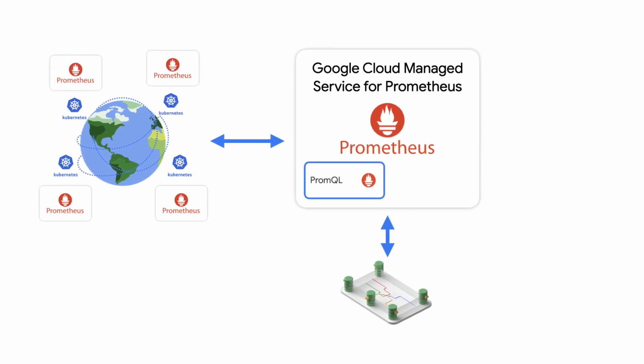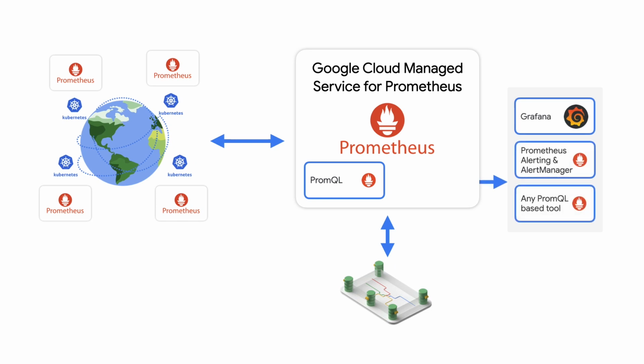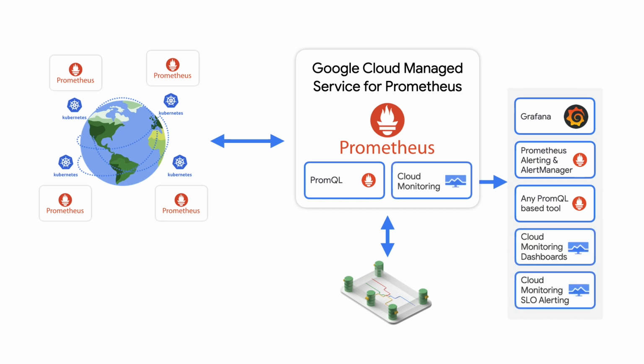All this said, Managed Service for Prometheus is an in-place replacement for running your own Prometheus servers, which means you can keep using your existing Prometheus alerts and your existing Grafana dashboards. Managed Service for Prometheus supports any application that uses PromQL to query metrics. You can also utilize its integrations with Google Cloud Monitoring.